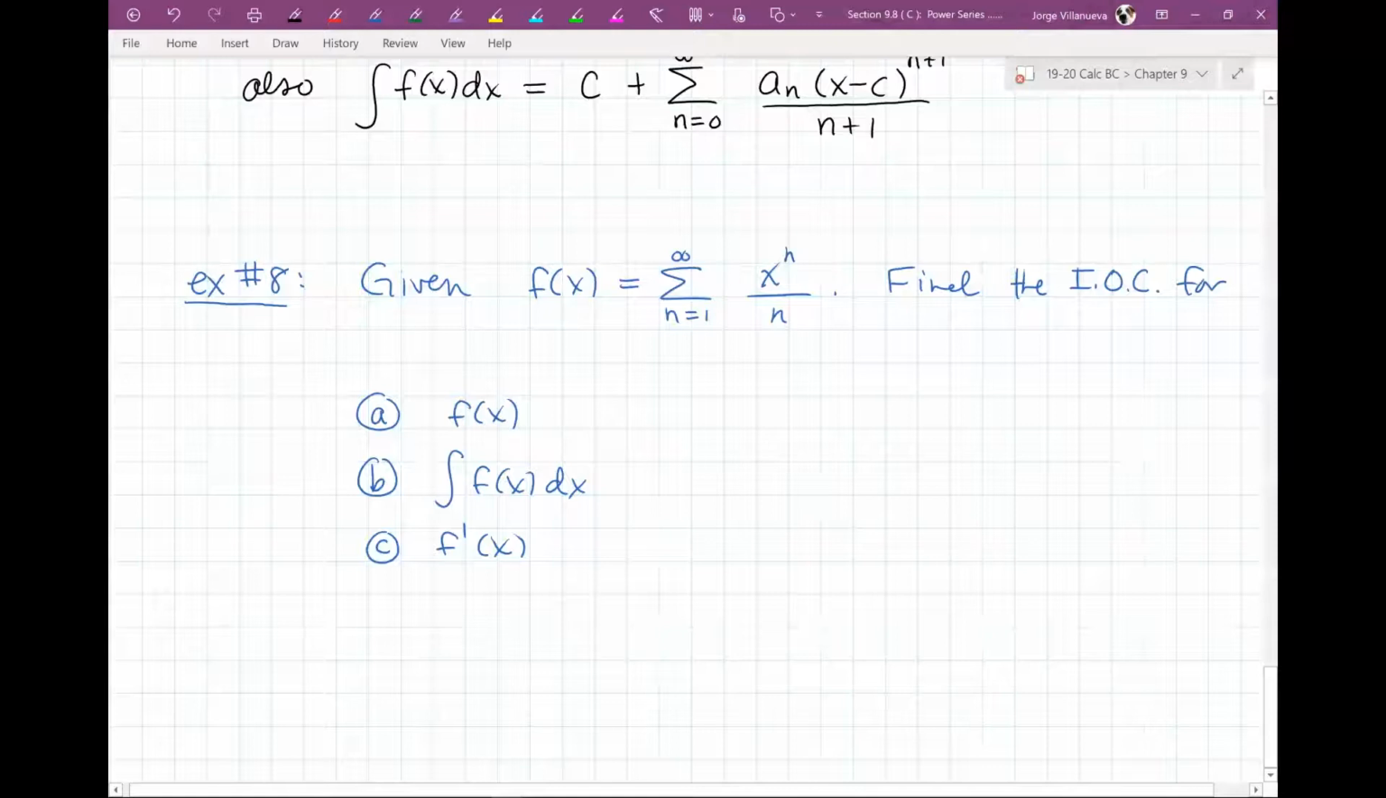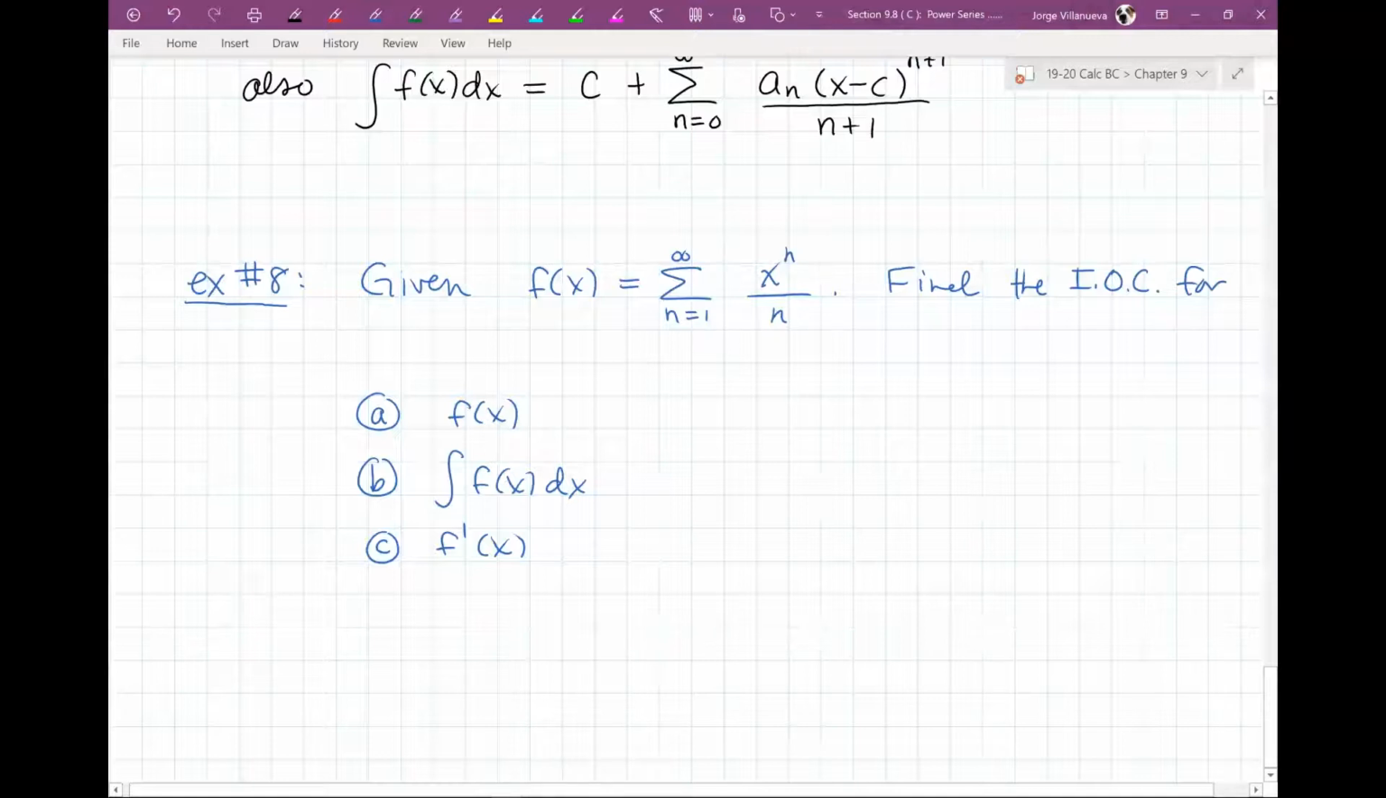How many times am I going to find the IOC? Three? Not three. Not four. Once. Because didn't I just tell you? The IOC will never change. Whether it's original, derivative, or integral, it will stay the same.